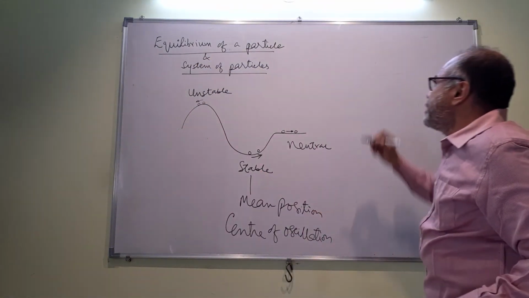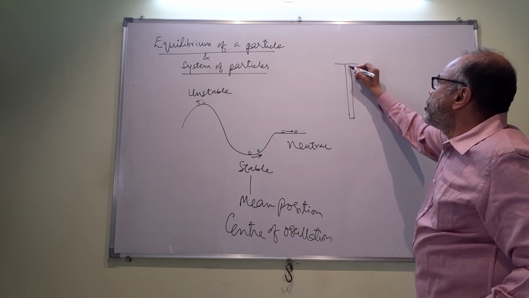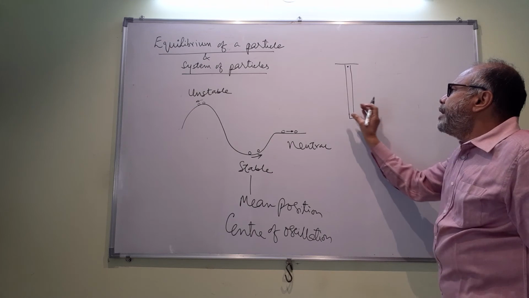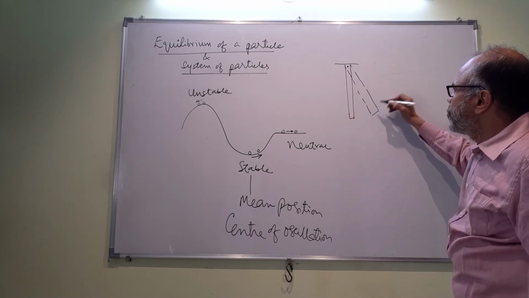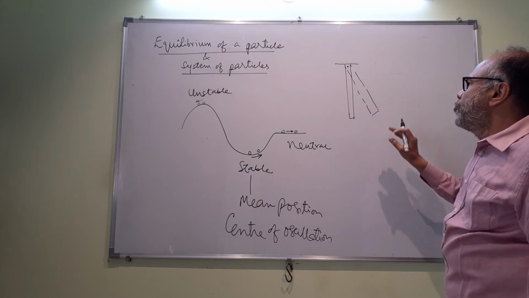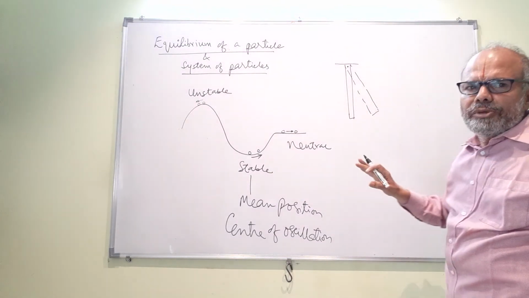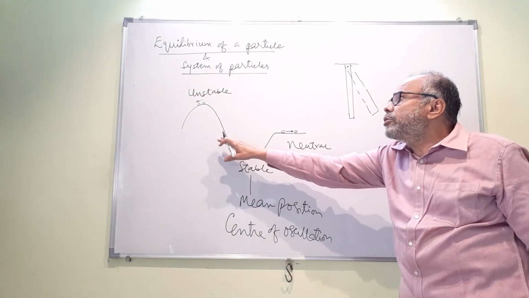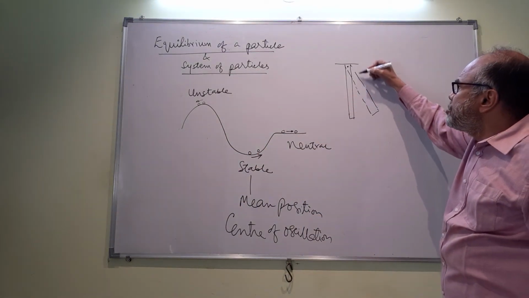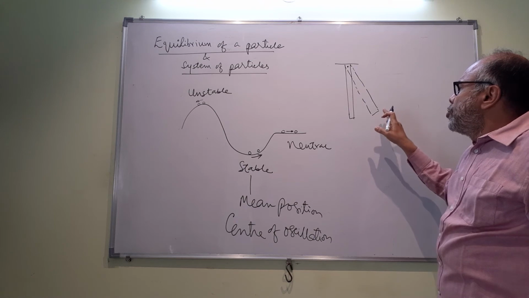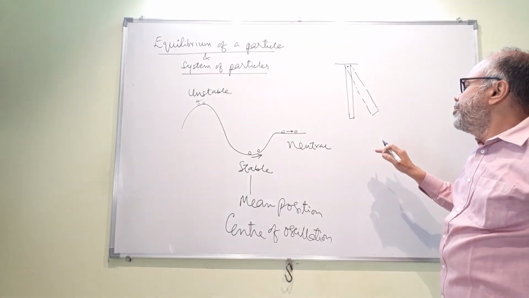Let us take another example. Supposing I have a rod and the rod is pivoted about this point and I displace it like that. I bring it like that and I leave it. Well, it will get back to its original position. The rod is an example of a system of particles. Here we talked about the stability of a particle. Here we are going to talk about the stability of a system of particles. So, since it has a tendency to get back, this is the case of stable equilibrium.